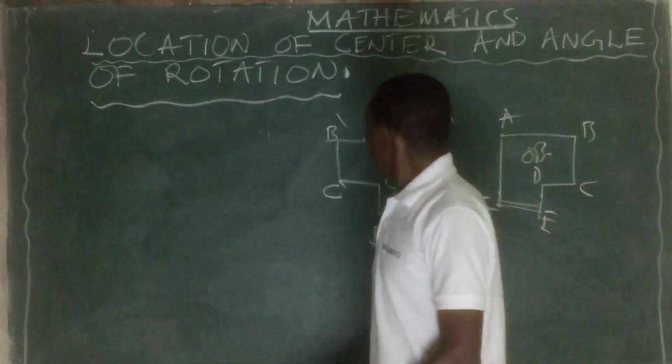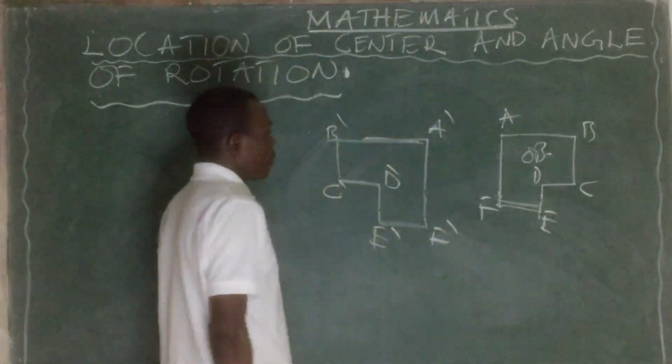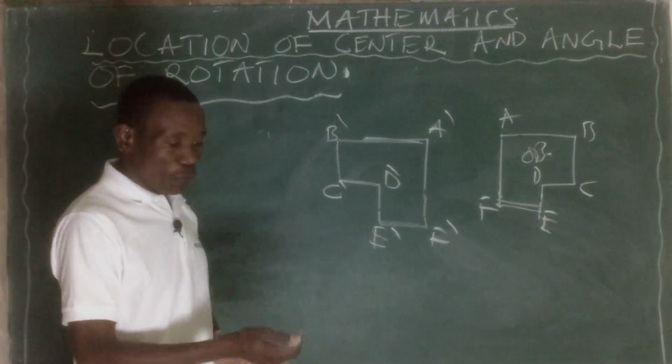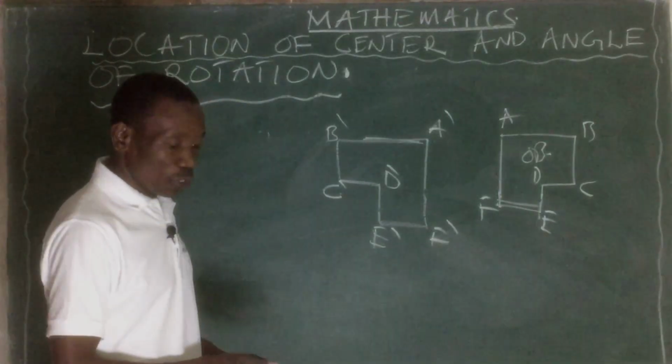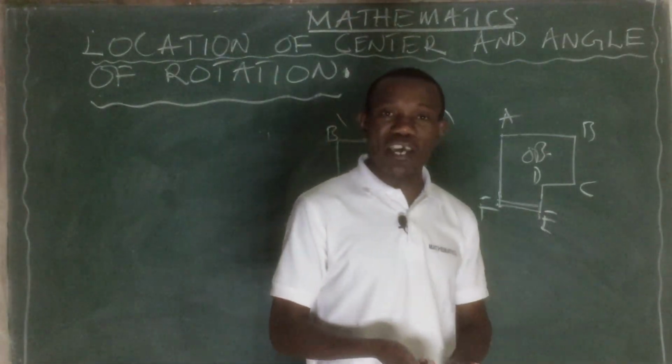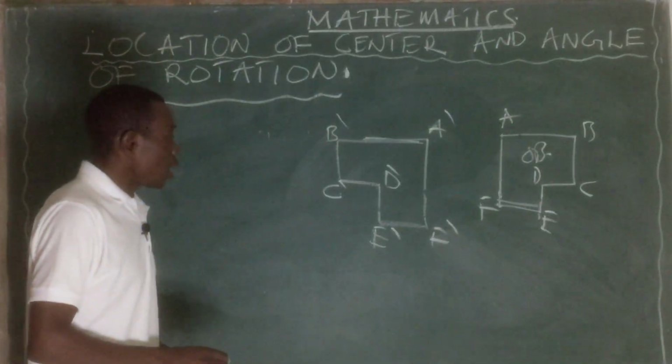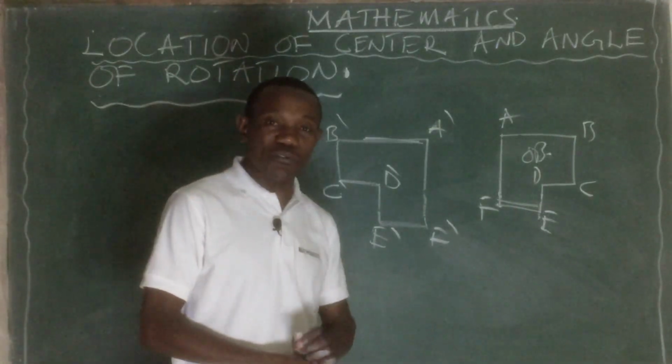Now, to handle this situation, the first thing we need to do is I'll first take you back to where we need to rotate a figure, and then we identify the center of rotation, and also come up with the angle of rotation.